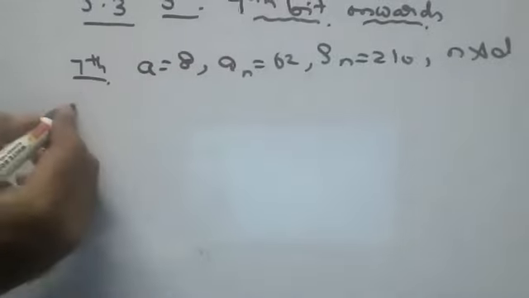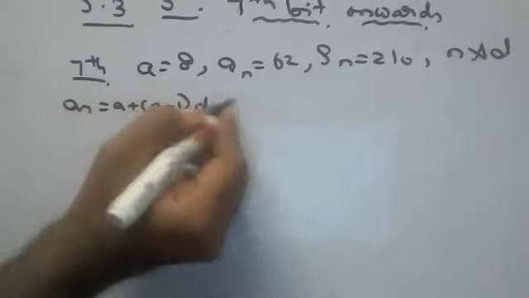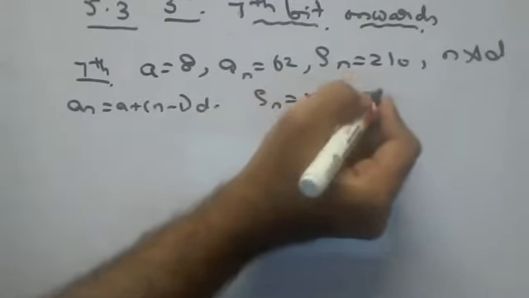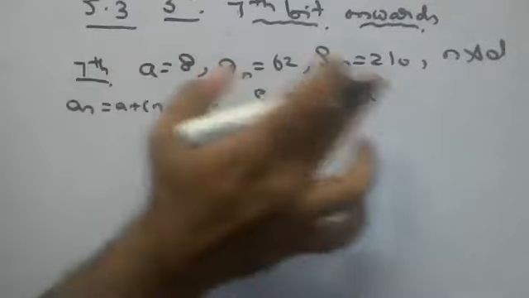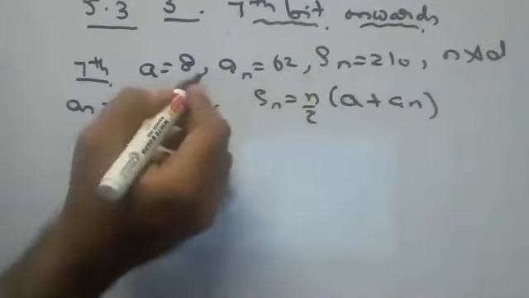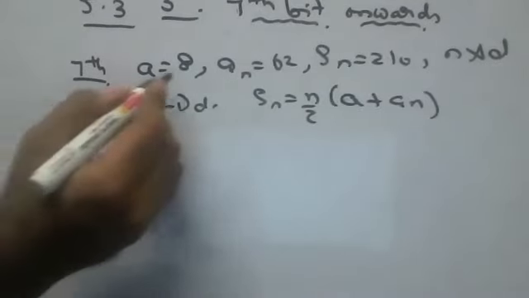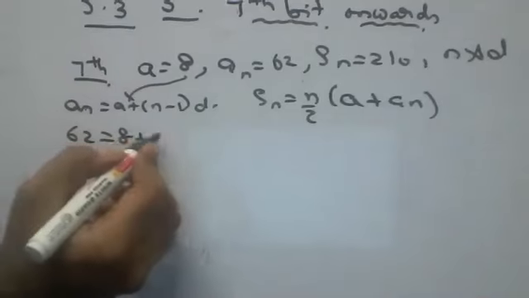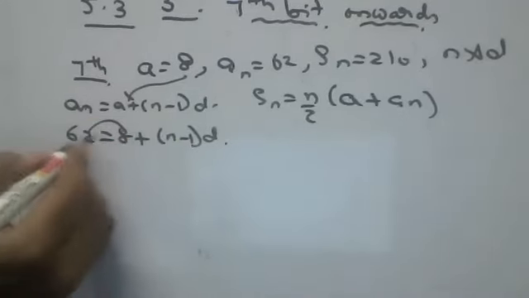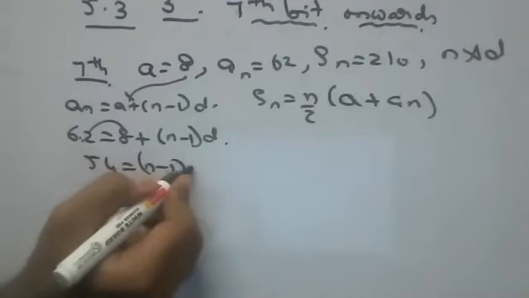So children, An is equal to A plus N minus 1 into D. Sn is equal to N by 2 into 2A plus... First term is there, last term is there, so I will use the formula A plus An. This is 62. This is how much, children? 8 plus N minus 1 into common difference. Okay, this comes here, children. 62 minus 8 is 54, equal to N minus 1 into D.